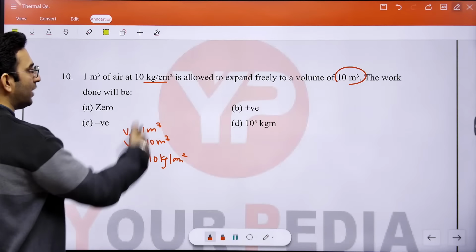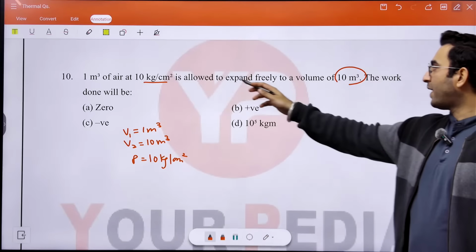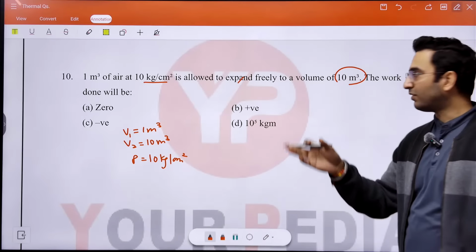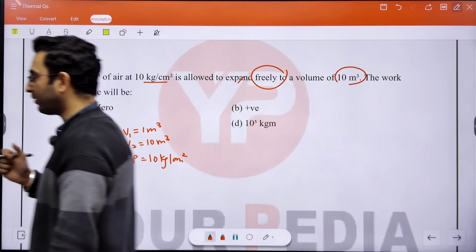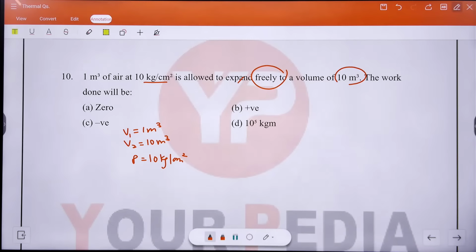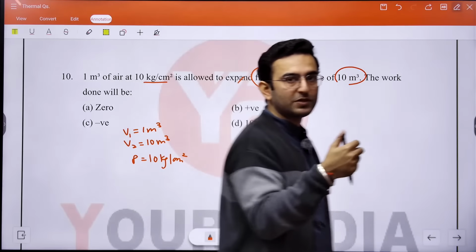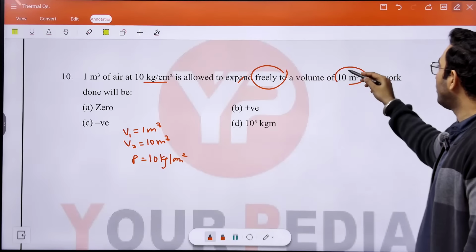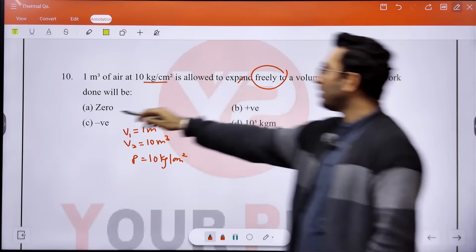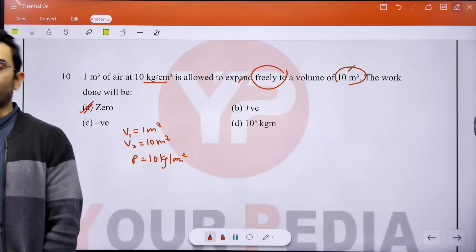We don't have to find out the value now. We just have to check whether it is 0, positive or negative here. If it is expanding freely, the work is going to be 0 in this case. Why? Because the expansion is taking place freely. It is not a throttling process. If the expansion is taking place freely, there is nothing to do work against in the system. The piston doesn't have to do work against anything. So it is a free expansion process, and option number A will be the correct answer here. Don't confuse it with the throttling process. That is a different process here.